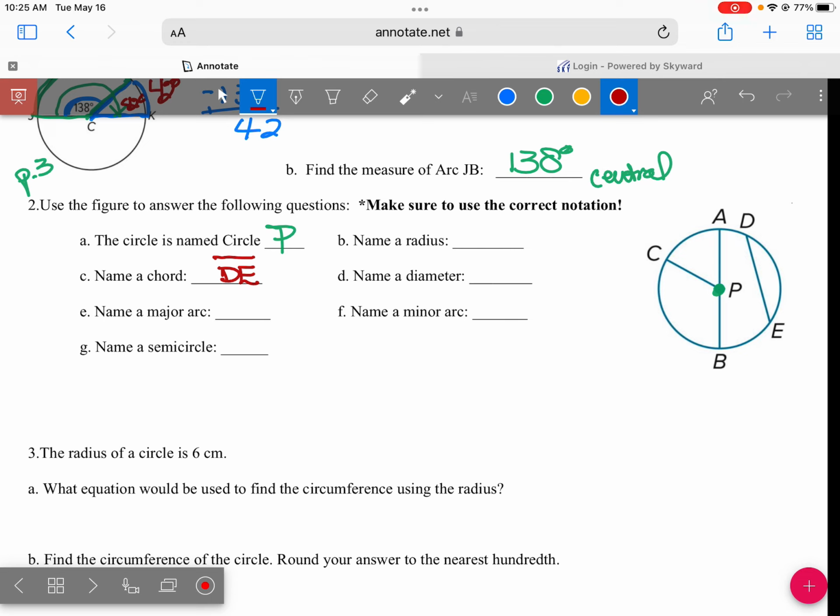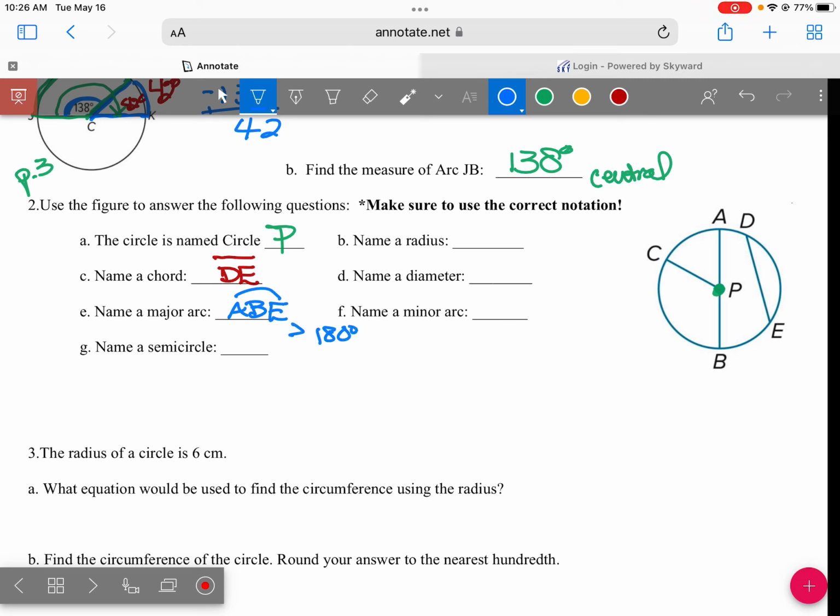For the arc, major arc? CB? No, that's not an arc. An arc is on the outside of the circle. A, D, E. A, B, E will work. BCA. A, B, E will work for a major arc. It has to be over 180 degrees.